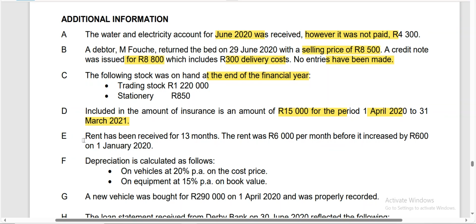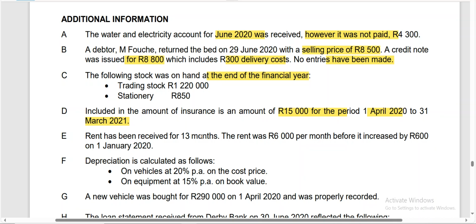And then next, for number E, they're telling us that rent has been received for 13 months. Once they say that rent has been received for 13 months, it already tells you that you need to subtract. The rent was 6,000 per month before it increased by 600 on 1 January. So remember, we have already received the rent for 13 months. It means that the amount that is there should also include the increase. So before the rent increased in January, it was 6,000, and then it increased by 600 in January.